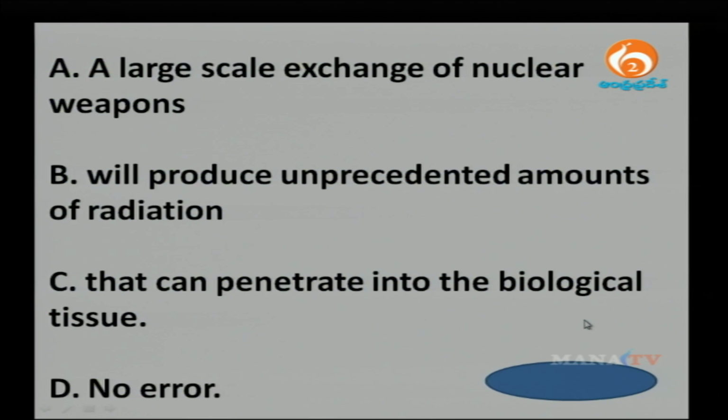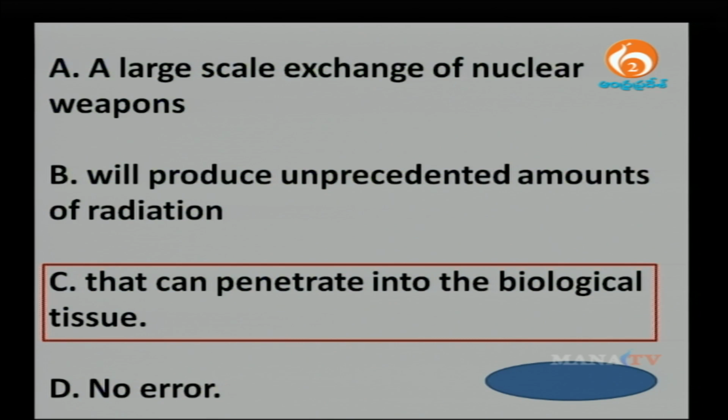A large-scale exchange of nuclear weapons will produce unprecedented amounts of radiation that can penetrate into the biological tissue. The correct answer here is C, that can penetrate into the biological tissues. It should be plural there.